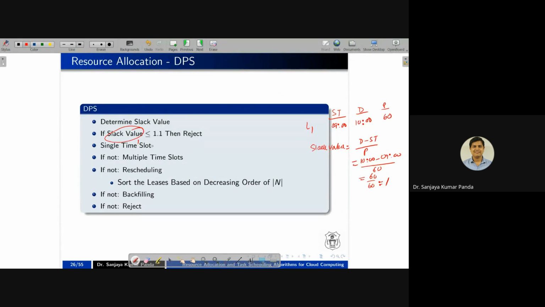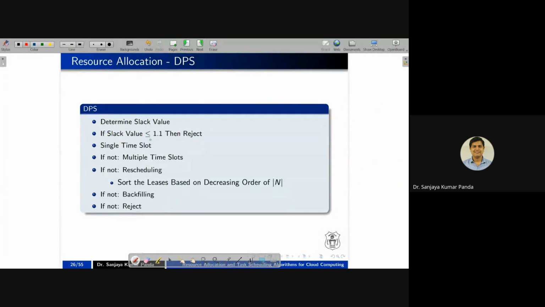1 is less than or equal to 1.1. That is true. So that particular lease is going to be rejected. You see, it is giving you a 60-minute duration and is asking for a 60-minute duration. So it is a rigid lease. That's why we are rejecting it.